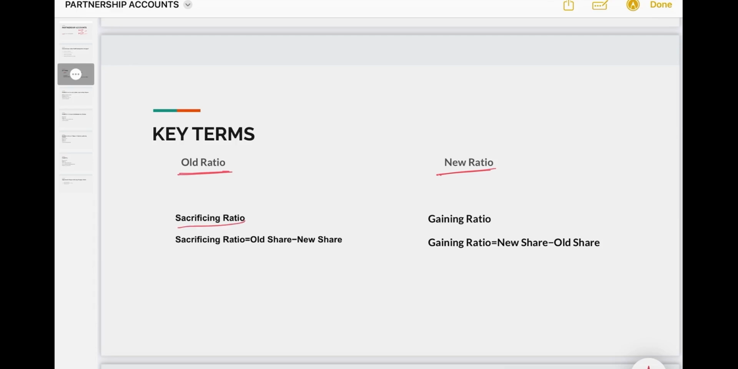It is the ratio in which the partner gives up share for the new one. So it is basically calculated by old share minus new share. And gaining ratio is generally used in case of retirement or death where other partners gain the share of the ones who have retired or died. The outgoing partner's share is being gained by the remaining partners.